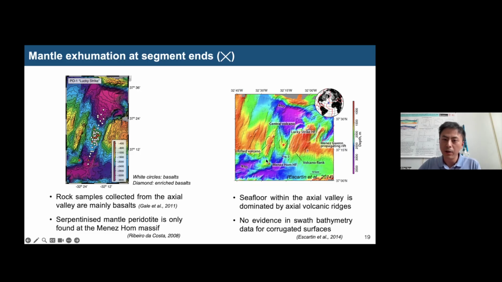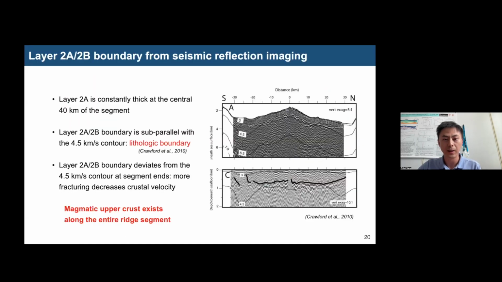Also for the seafloor morphology study, the seafloor within the axial valley is dominated by axial volcanic ridges, and there's no clear evidence for corrugated surface morphology. So this suggests there's no huge amount of serpentinized mantle at crustal depths. And also there's a seismic reflection image.